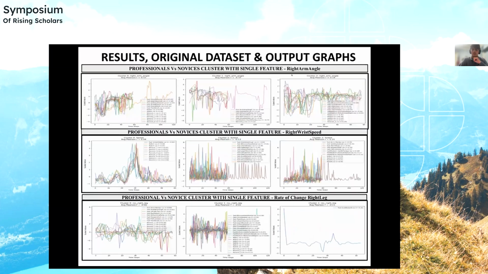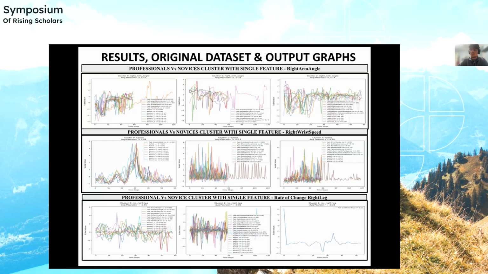The second type of output refers to the same graph, but for each individual angle. That way you can compare it directly and figure out which angles you need to improve. As you can see here, for right arm angle, novice 1 is falling with these fast bowlers, and a few of my balls are falling here too.